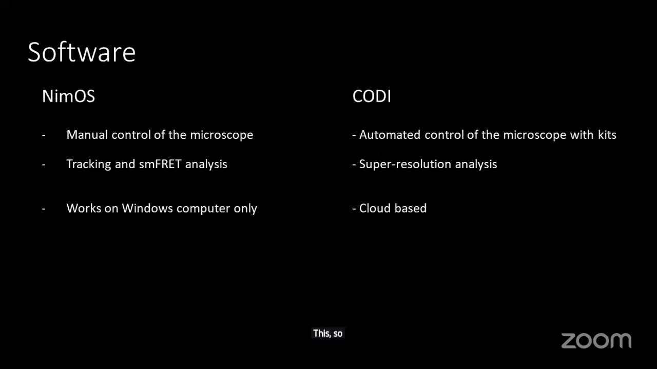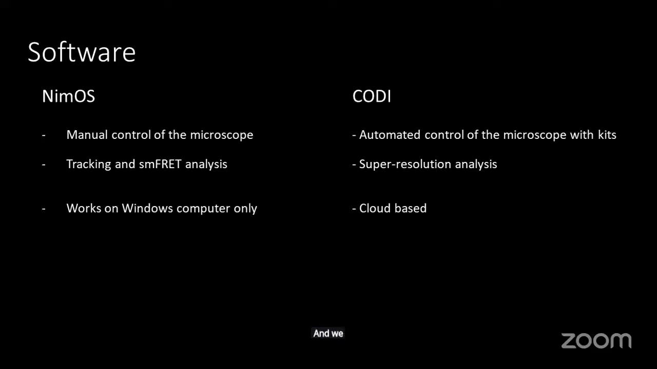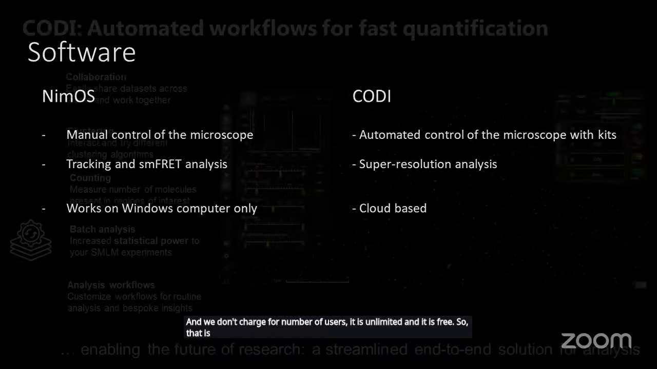So we have NemoS, which is a dedicated software which comes with the system, and we have CODI. We don't want people to do the analysis on the scope and waste their time. So we put everything on cloud for analysis. People just have to use the microscope to acquire, and the post analysis can be done on cloud, and it is completely free. Any user can register, and it is unlimited data storage. We don't charge for your data storage, and we don't charge for number of users. It is unlimited and it is free. So that is a good part about our software.